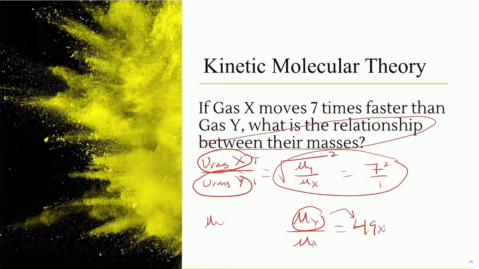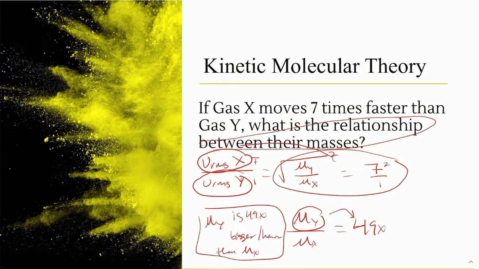So that would be my answer. The mass of Y is 49 times bigger or heavier than the mass of X. Okay, that would be the answer for something like this. Now, another way they could do it is they may give you the masses here and ask you how the speeds are related, or vice versa.